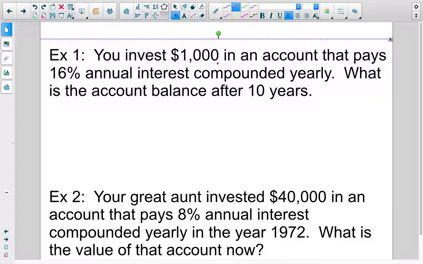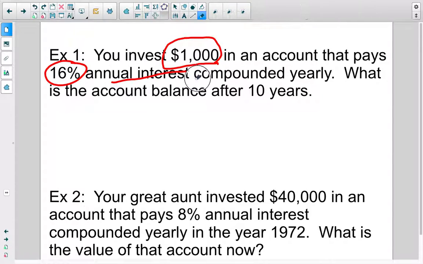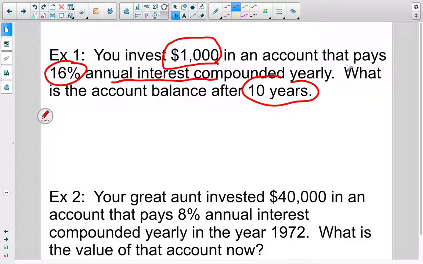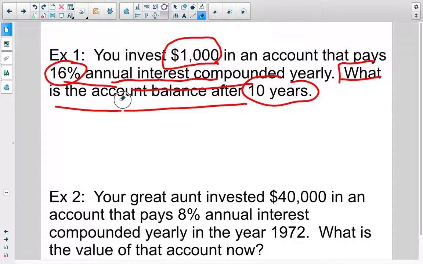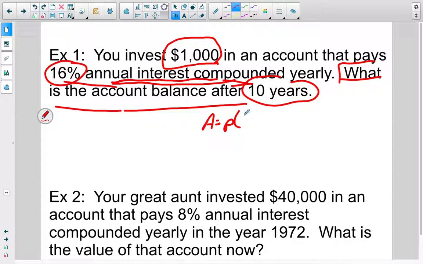You invest $1,000 in an account that pays 16% annual interest. We let it sit there for 10 years. What is that account balance going to be after 10 years? So things are growing 16% each year. We will use this formula, A equals principal times 1 plus the rate as a decimal, to the t.